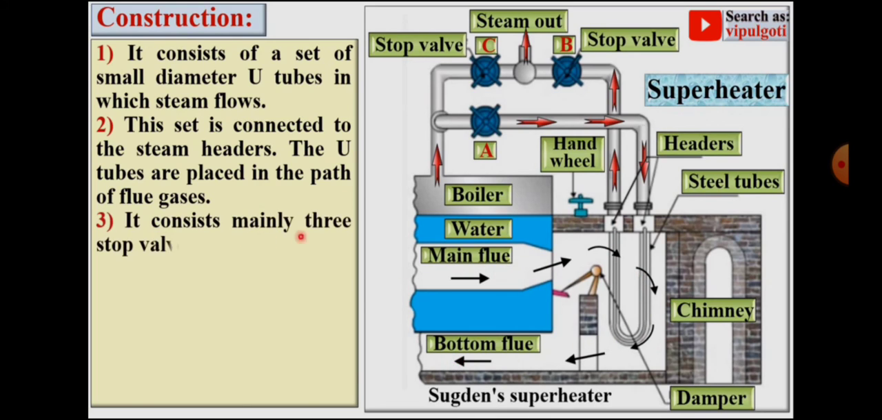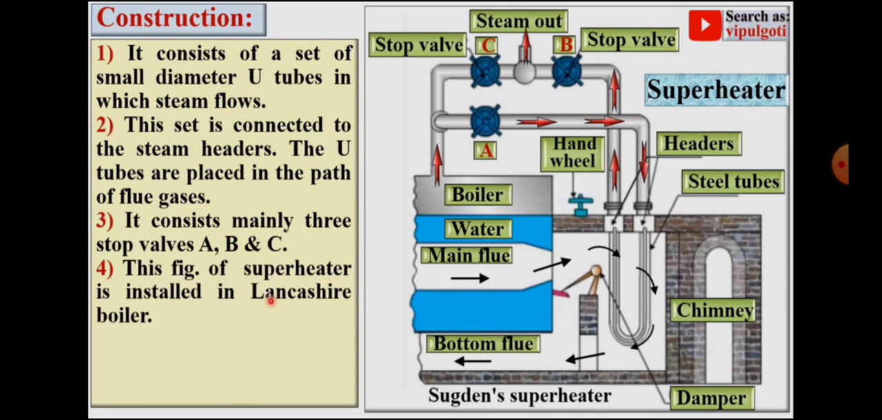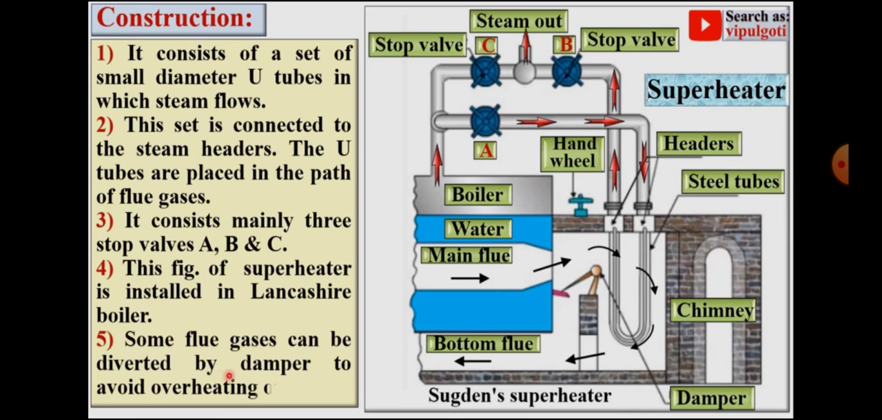It consists mainly of 3 stop valves. Here you can see A, B and C. This figure of superheater is installed in a Lancashire boiler. Some flue gases can be diverted by the damper, here you can see, to avoid overheating of the steam.